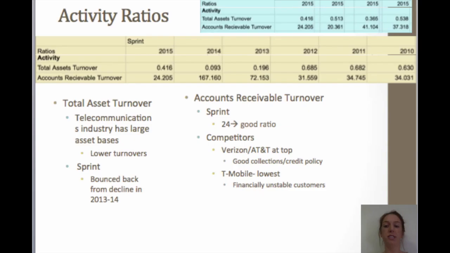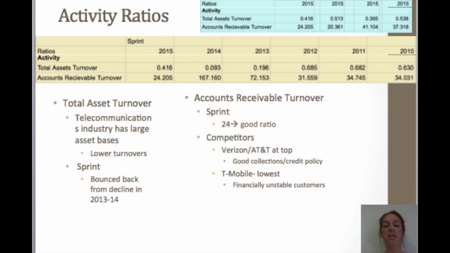Next is the accounts receivable turnover. In 2015, theirs was 24, which means that 24 times in a year, Sprint is able to collect all their receivables. In previous years, it was at a steady 34 before 2013-2014, where it skyrocketed up to 72 and 167. In comparison to the competitors, Sprint had the third highest ratio.